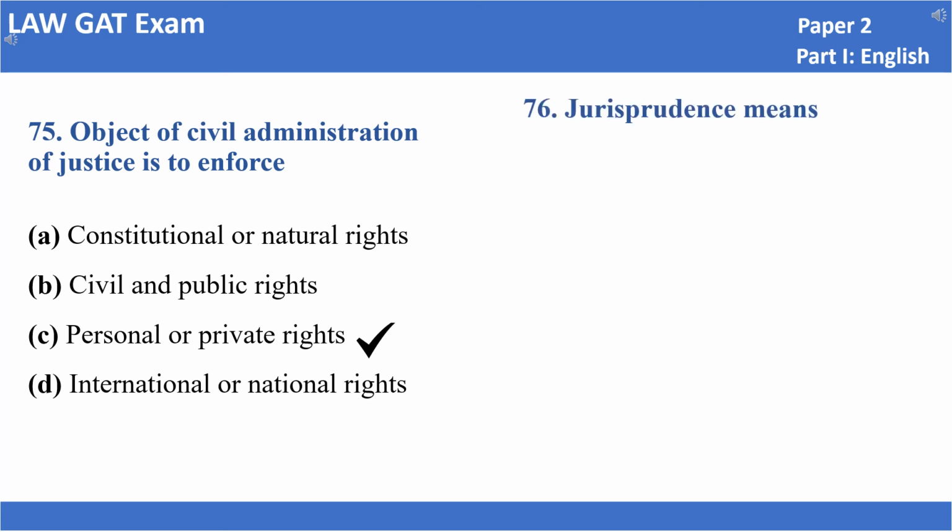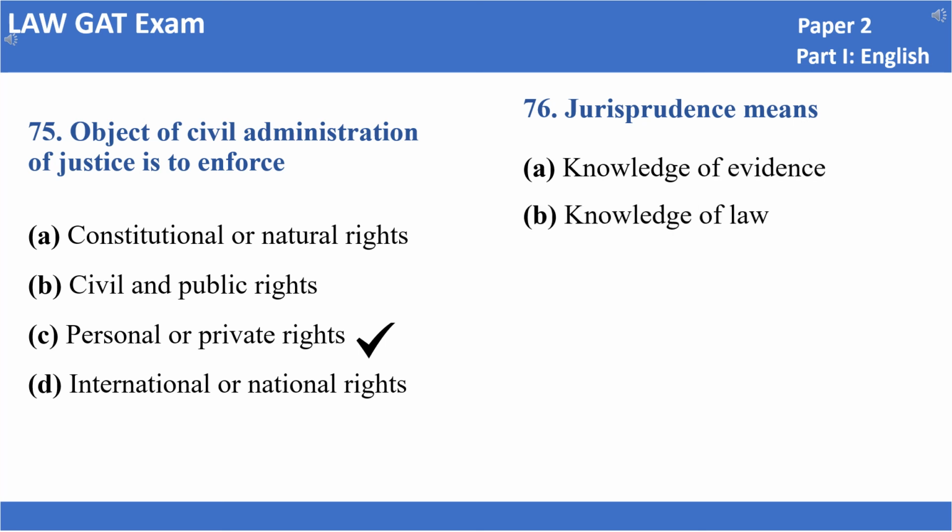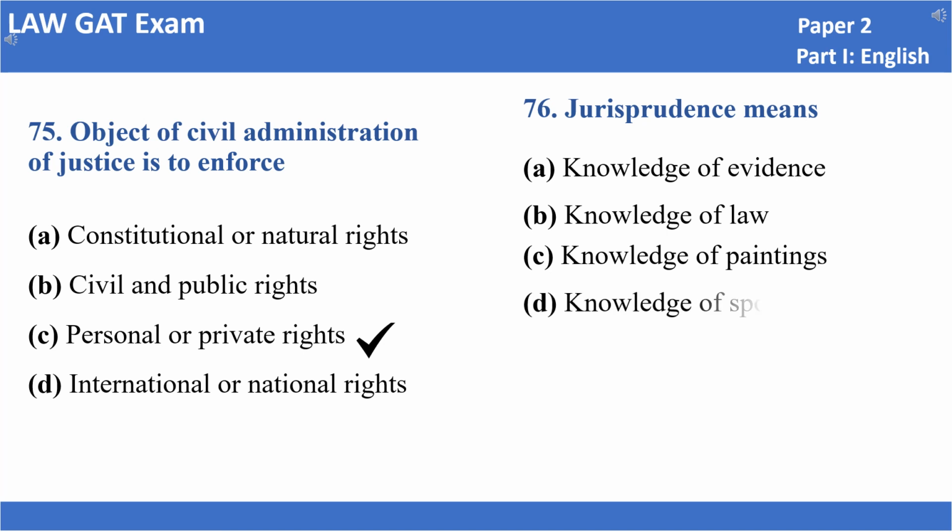Jurisprudence means option A, knowledge of evidence. Option B, knowledge of law. Option C, knowledge of paintings. Or is it option D, knowledge of sports? The correct answer is option B, knowledge of law.